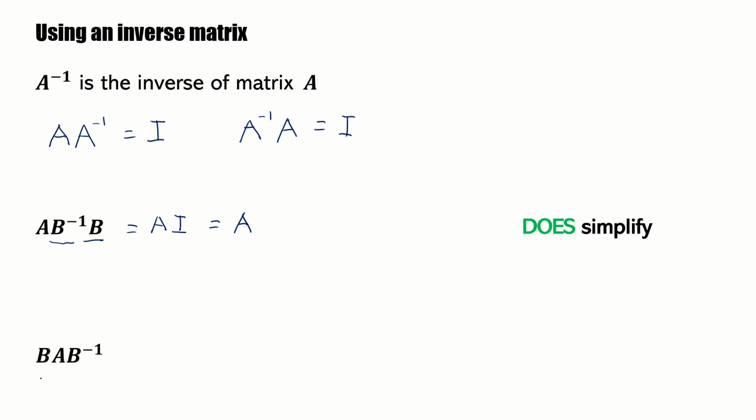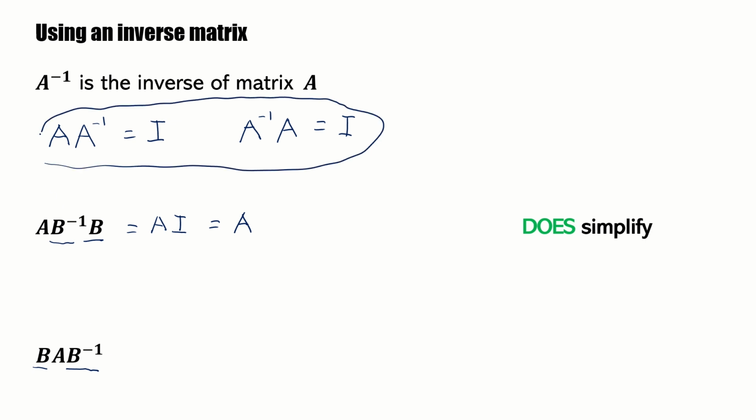But then if we look at the scenario where we've got B times by A times by B inverse, this time the B and the B inverse are not right next to each other, and therefore the properties we were looking at above cannot be applied. And so therefore in this case, unsatisfyingly, there's nothing we can do to simplify that expression. So that's something to watch out for when doing matrix algebra.